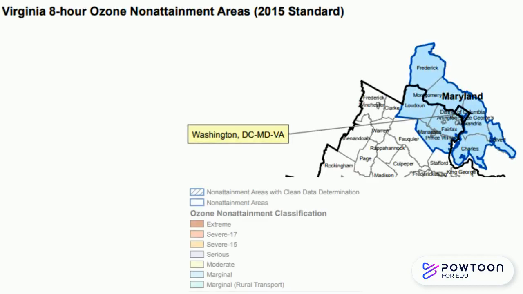Let's take a look at our area. We're in non-attainment for only one pollutant, ozone. The 8-hour designation is the test period. So Virginia has to submit to EPA a plan to come into attainment for ozone.